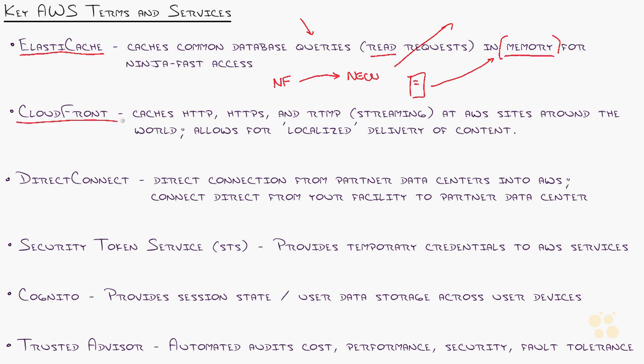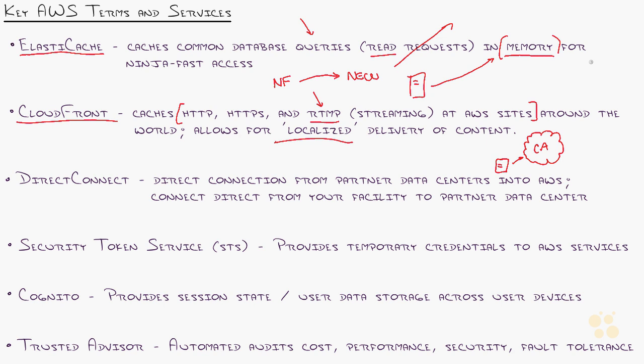Differentiate that from CloudFront. CloudFront caches HTTP, HTTPS, and Real-Time Messaging Protocol, I think is what that stands for. Streams audio, streams video, those kinds of things at AWS sites around the world. Allows for localized delivery of content, right? So you set up your instances in, let's just say, California or Oregon or wherever you've got your EC2 instances running from that are your websites.